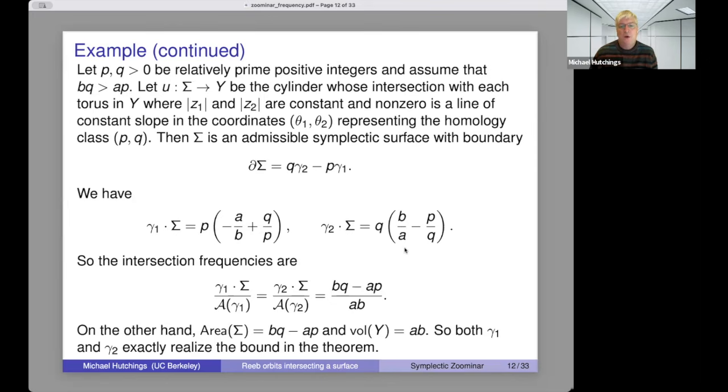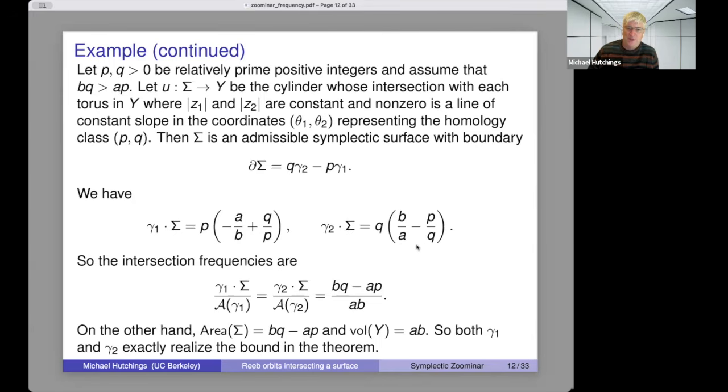Well, as you go once around the Reeb orbit gamma 2, you're rotating around that Reeb orbit by a total angle of 2 times v over a. On the other hand, the conormal vector to the surface is also rotating, and the total rotation of that, the rotation number of the surface, is p over q. So you have to subtract, and then this is the total relative rotation number of the Reeb vector field with respect to the surface.